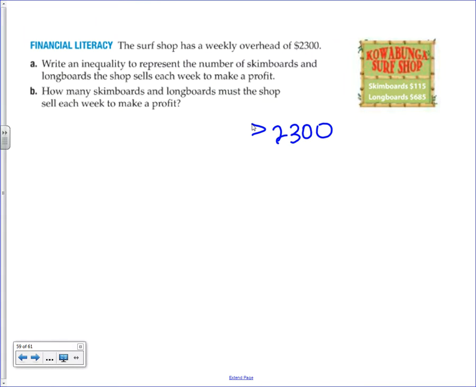How much does a skim board cost? 115. Did they tell me a variable to use? No, so we'll just use X. How much are long boards? Yikes. We'll call those Y. Now, if I would have told you a variable to use, then you would have obviously put those variables in there. There's my inequality. Fair enough?